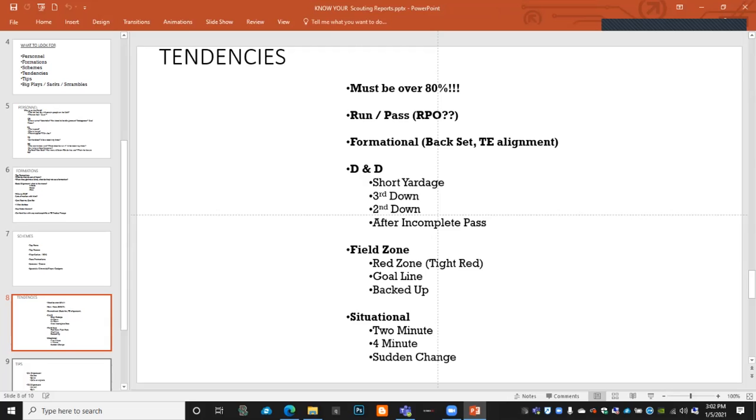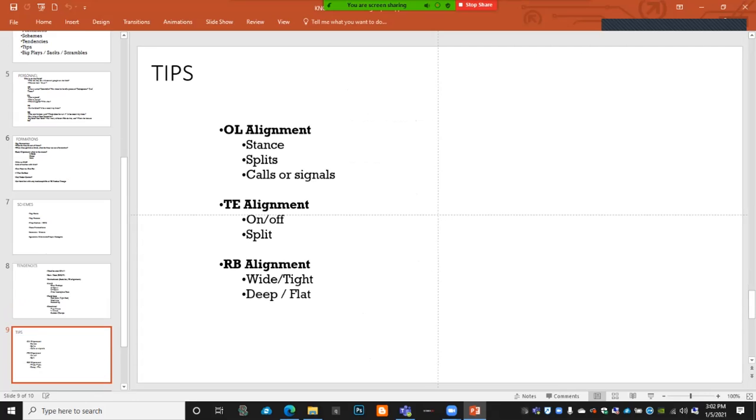And then field zone, is it red zone? Is it tight red? Goal line, or are they backed up? And then situational: 2-minute, 4-minute, sudden change. So tendencies are big. Again, the most overarching theme of this page is that it must be over 80%.